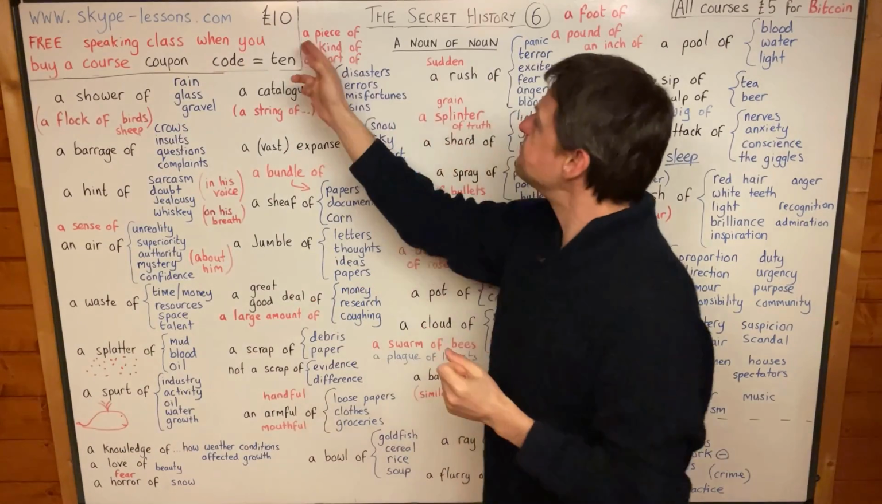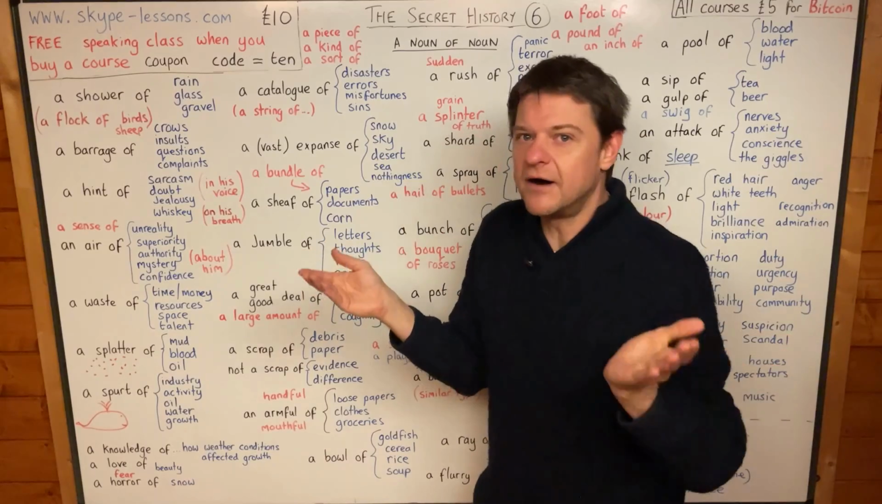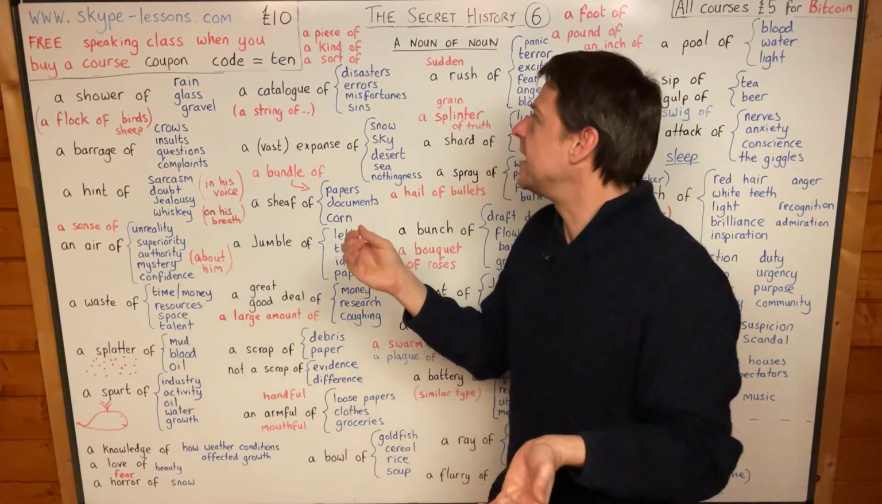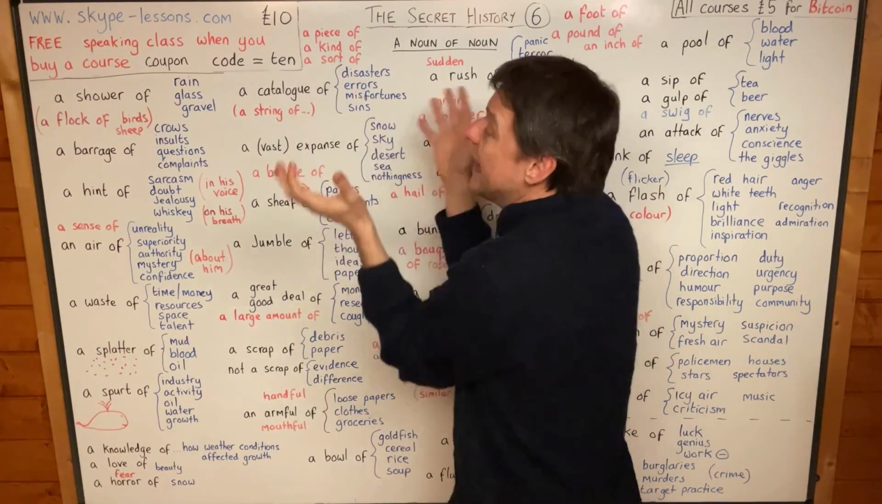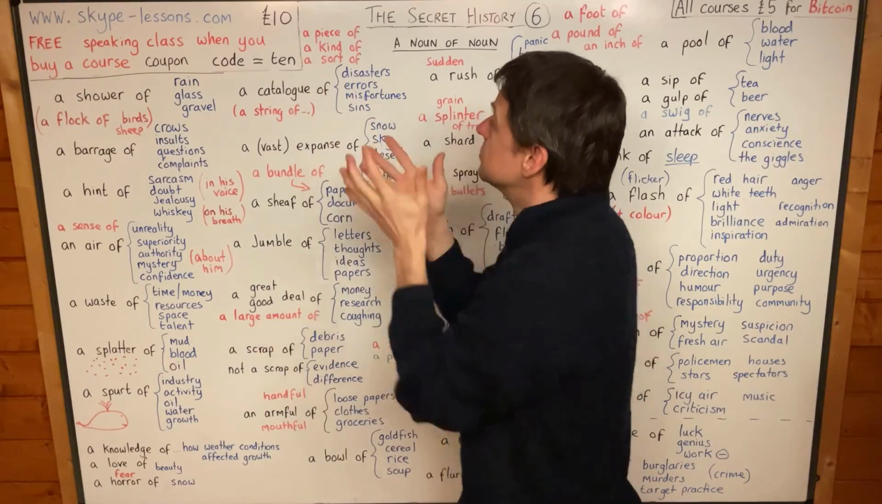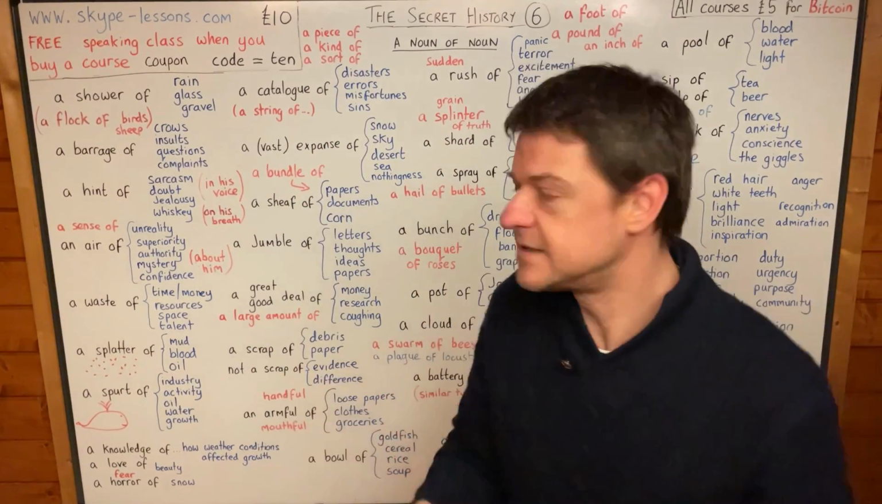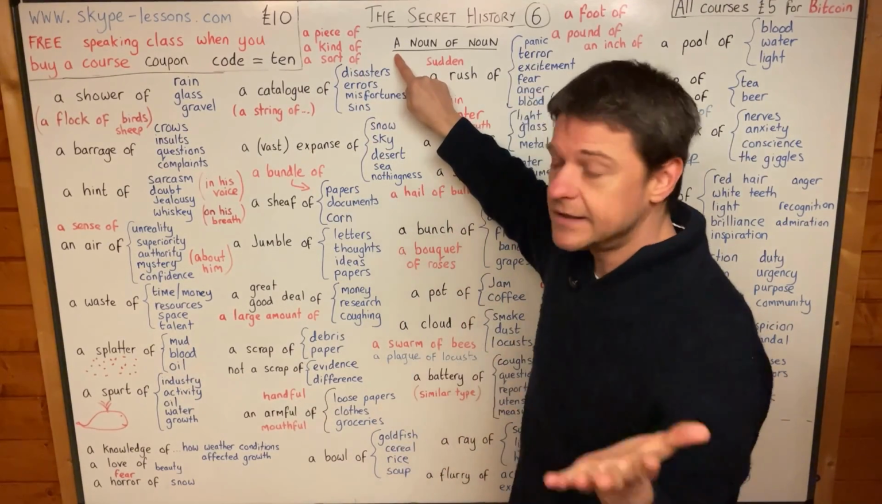But we also have a piece of, a kind of, a sort of. They follow this a noun of noun pattern. And you notice that it's not clear what kind of, a kind of, any kind of, a sort of, any sort of. There's something very indefinite about these expressions, which is why they take the indefinite article a.